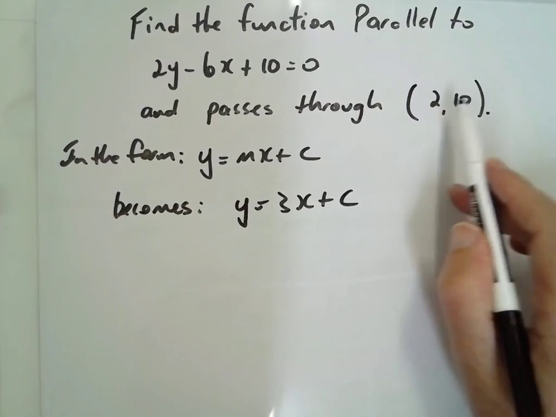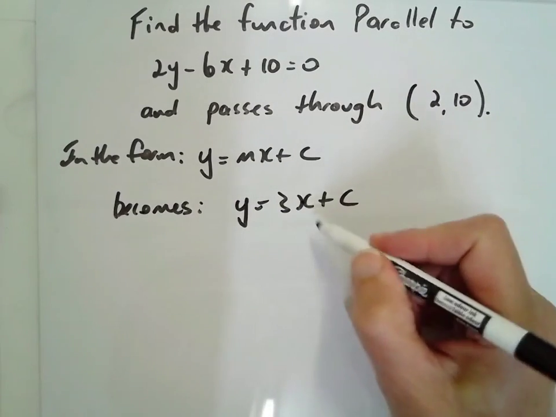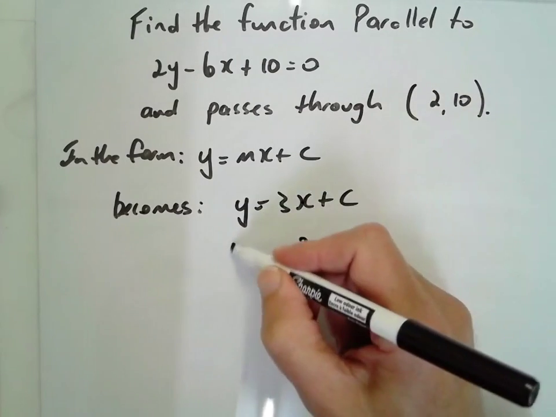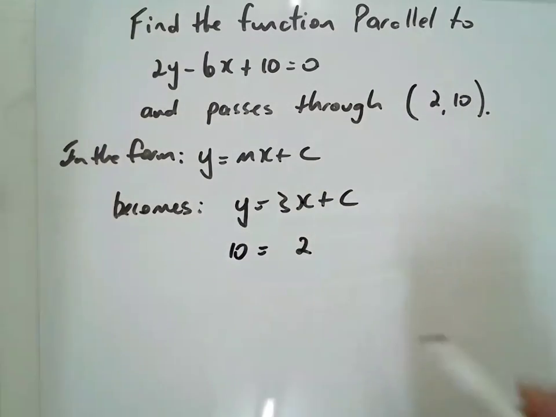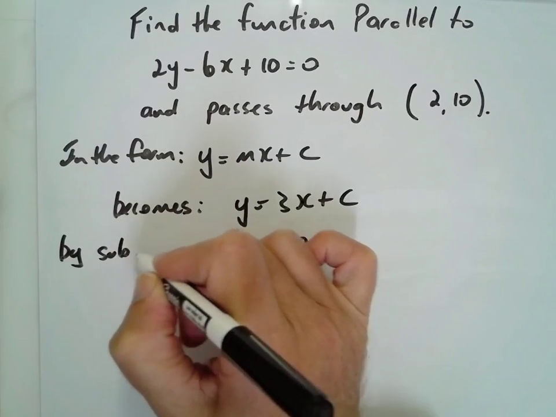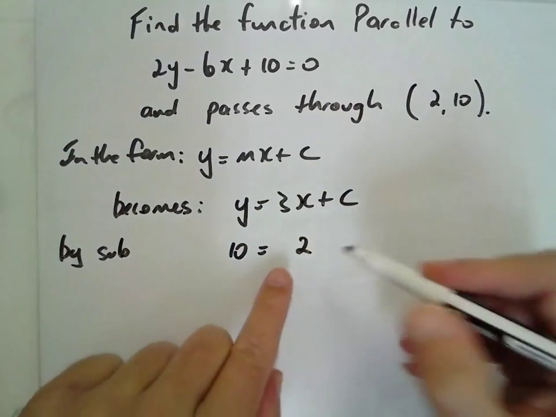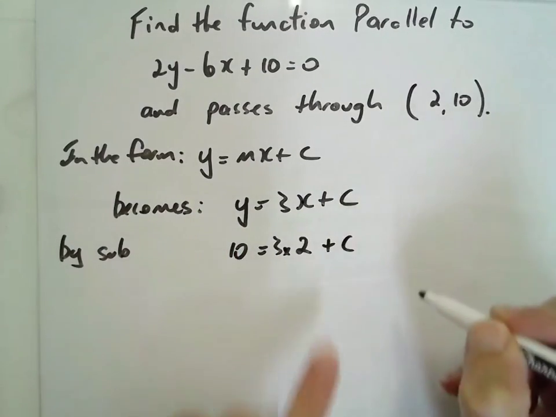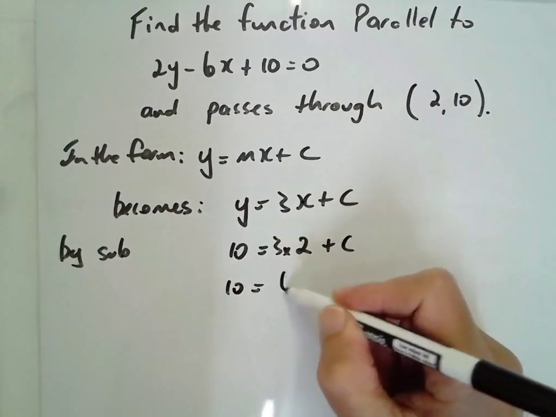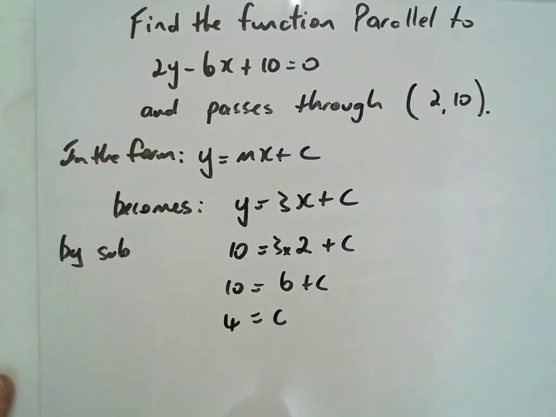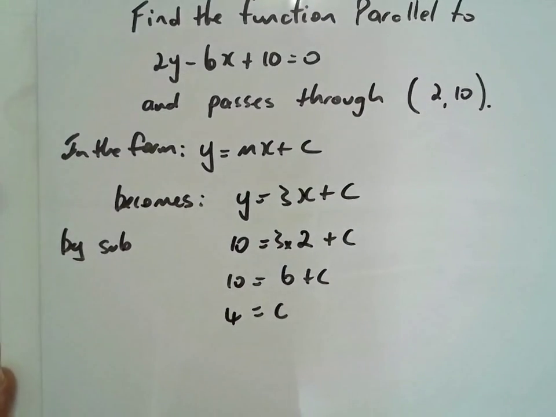So this is x, y. So when this x is 2, the y is 10. So technically, by substitution, we get 10 equals 3 times 2 plus c. 10 equals 6 plus c. c equals 4. That's nice and easy, wasn't it?